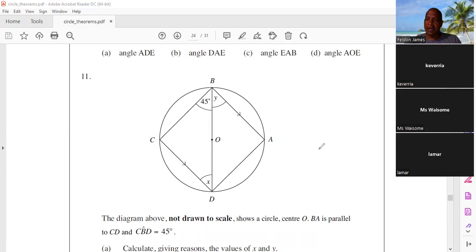Sir, I'm saying X and Y are 45 degrees. Yeah, they're actually 45 degrees. But why? Sir, because of the cyclic quadrilateral. Because the angle in a semicircle is 90 degrees. So the angle at C and the angle at A are 90 degrees. Good. So that means this is 45, this is also 45. Yes, sir.